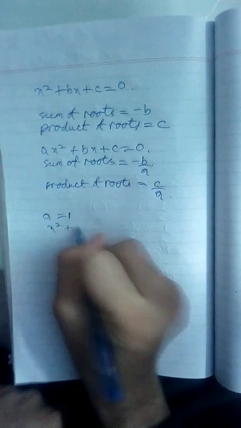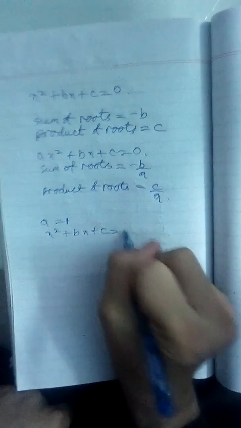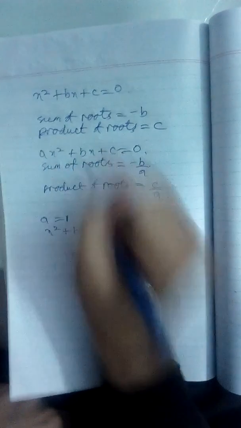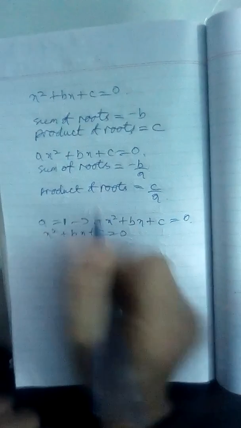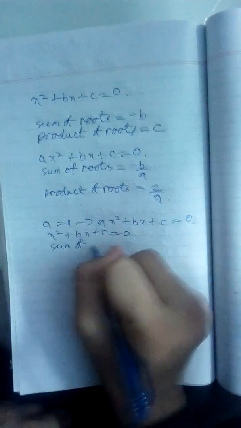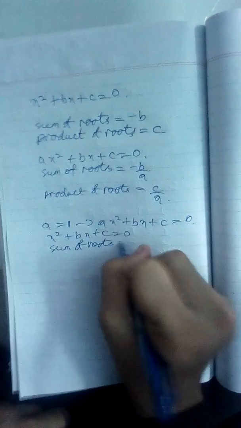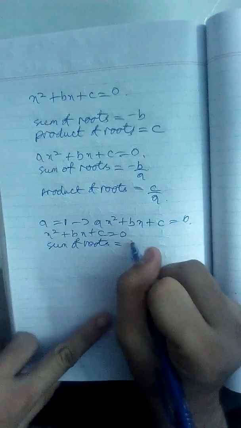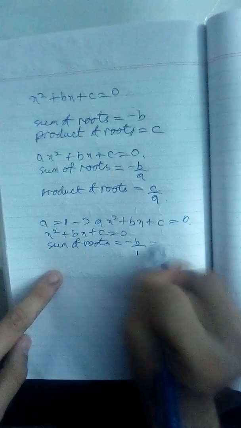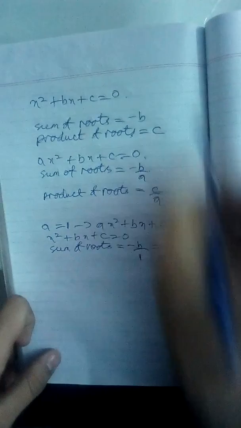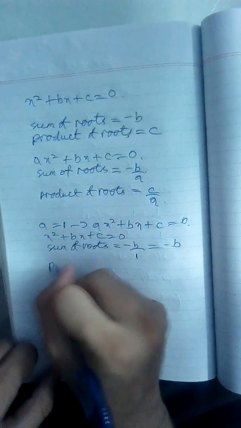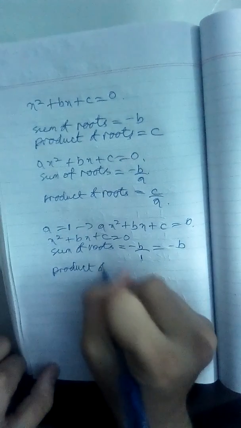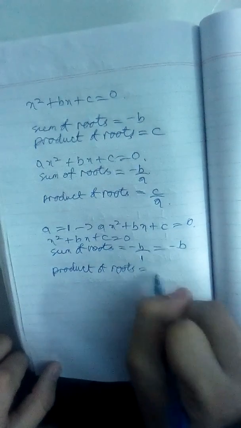For example, substituting 1 in place of a, we have x squared plus bx plus c equals 0. I am substituting in this equation ax squared plus bx plus c equals 0. We have the sum of roots equal to minus b over 1, which is minus b. That's the same as the first results we worked out, and the product of roots would be equal to c over 1, that is c.